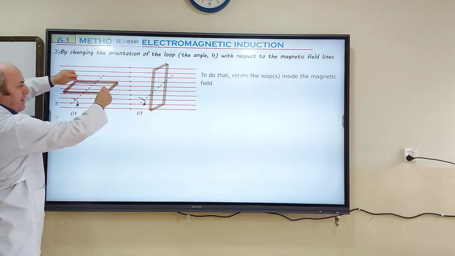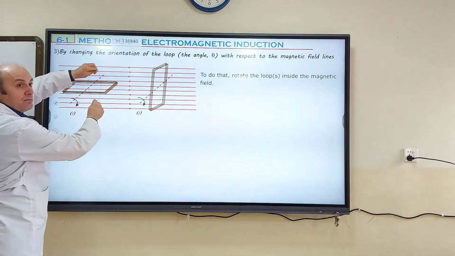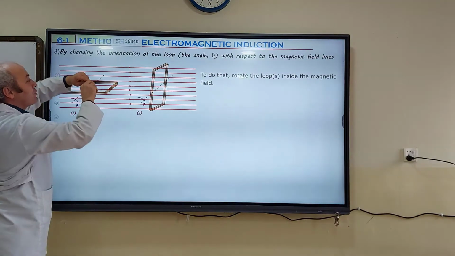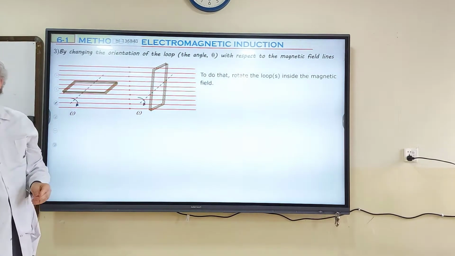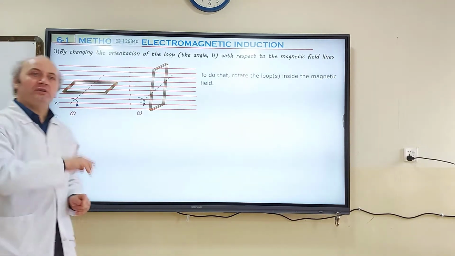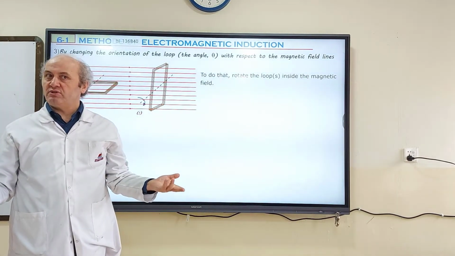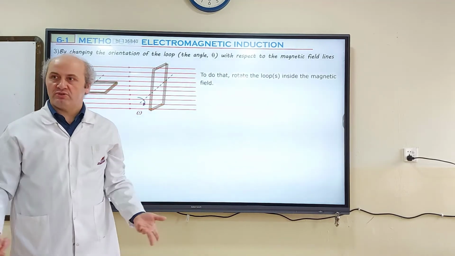Yes. So magnetic flux is zero. Now magnetic flux is increasing. Now increasing. And now maximum. Now decreasing. Now zero. So while you are rotating a loop inside a magnetic field, you are continuously changing the angle, and you are continuously changing magnetic flux. So if magnetic flux continuously changes, what does it mean? You are going to induce EMF continuously.